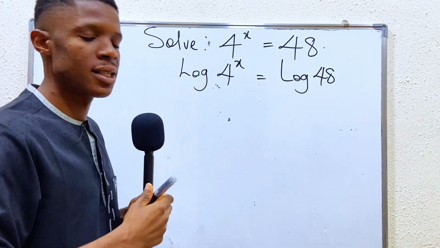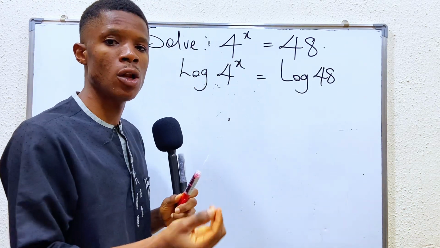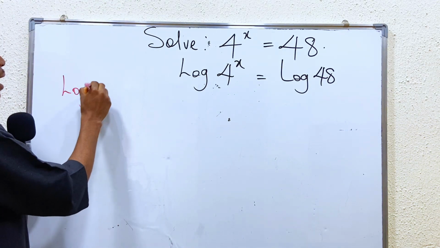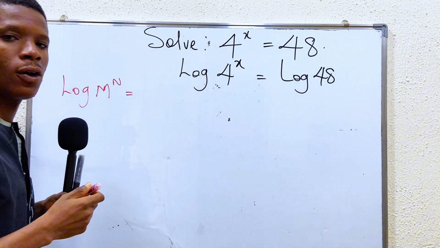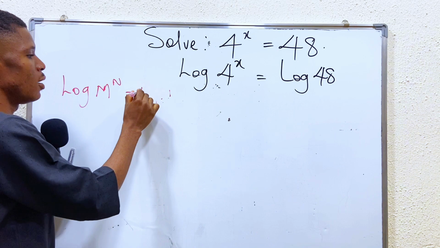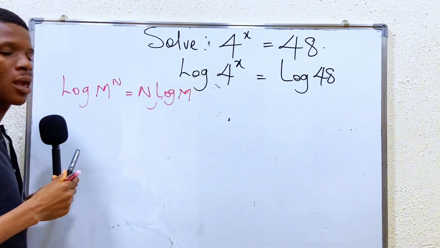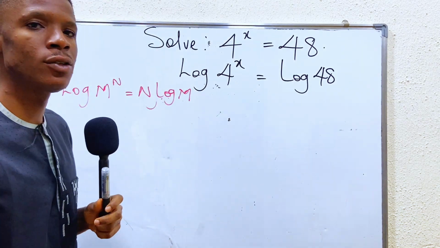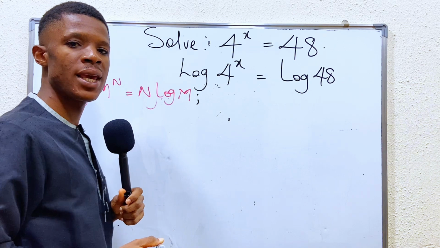Do you know why we take this logarithm? We took this logarithm because of the law of logarithm which says that when you have log m raised to power n, you just have to multiply n by the logarithm, log m. On getting this, what do we do? We apply the rule here.